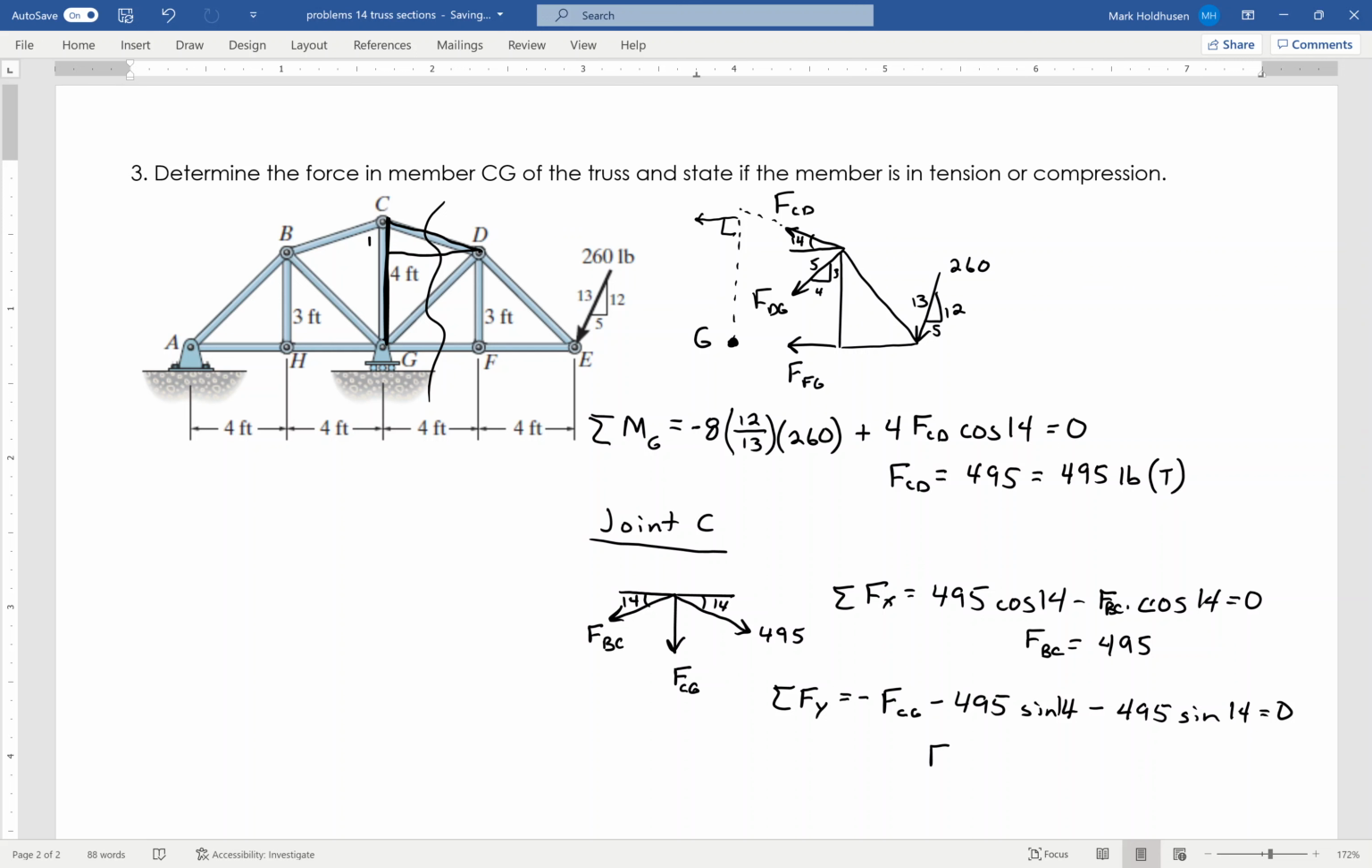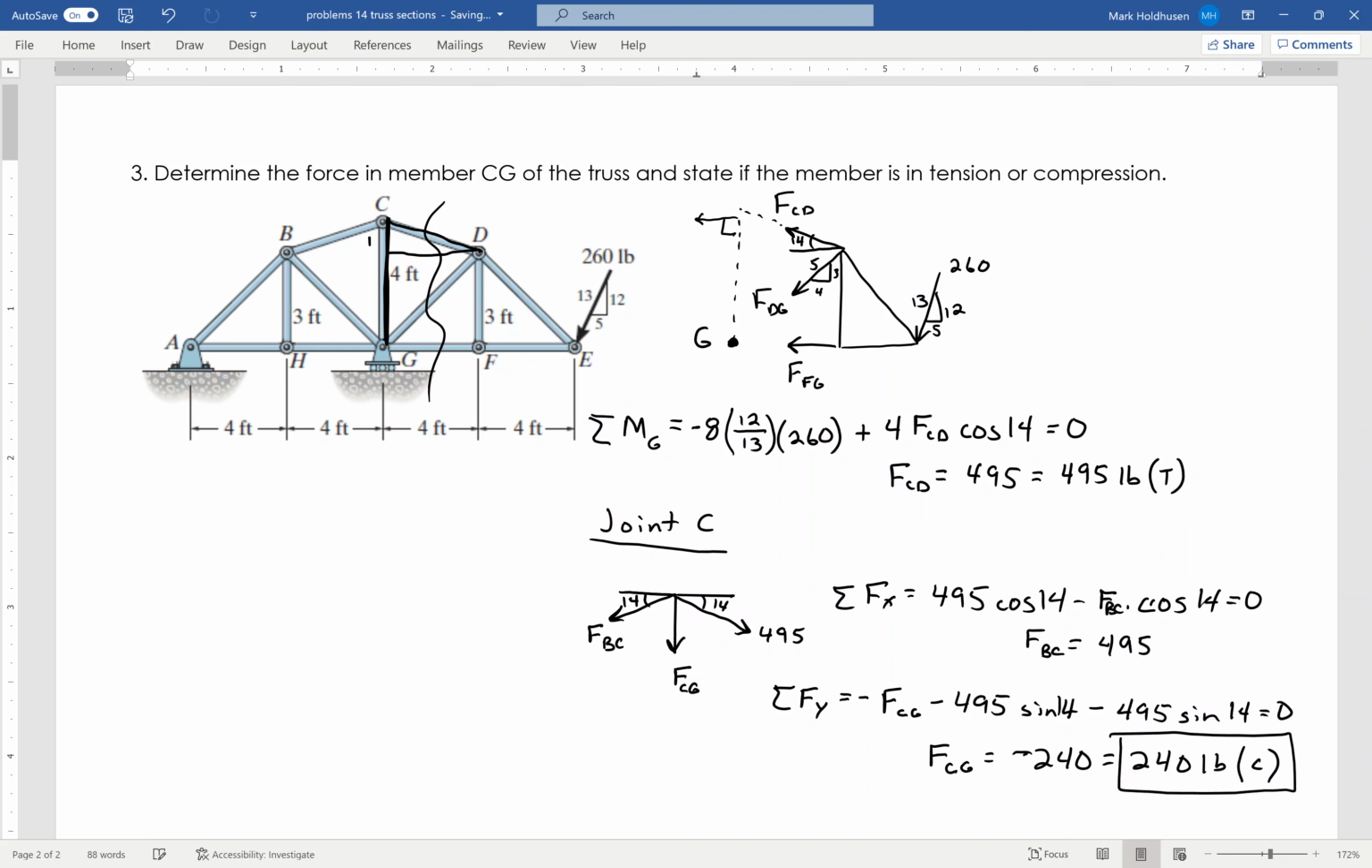From that, I learned that FCG equals negative 240. Negative sign tells me that my assumption of tension is incorrect, so I'm going to call that 240, and I'm going to put it in compression, and that is the answer that I'm looking for.